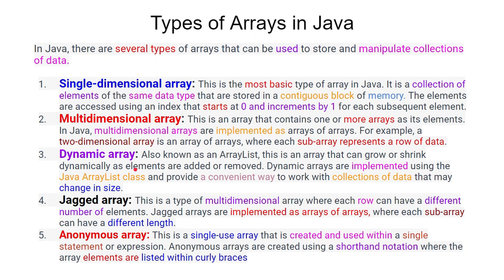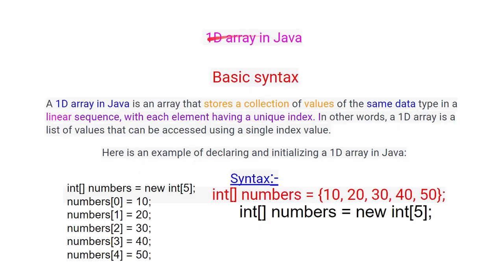Okay, let's go further. So this is the one dimensional array. A one dimensional array in Java is an array that stores a collection of values of the same data type in a linear sequence, with each element having a unique index. In other words, a 1D array is a list of values that can be accessed using a single index.